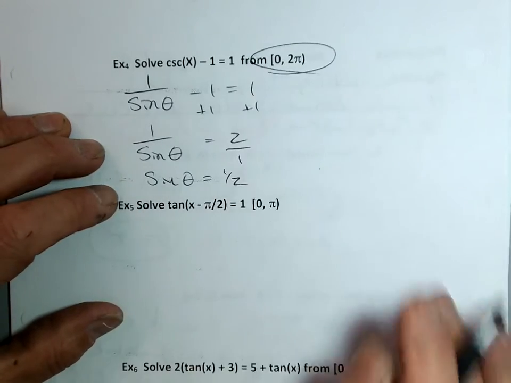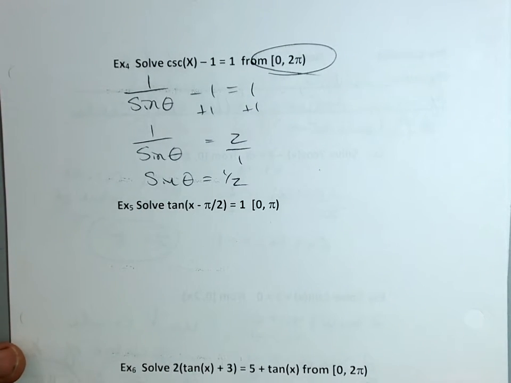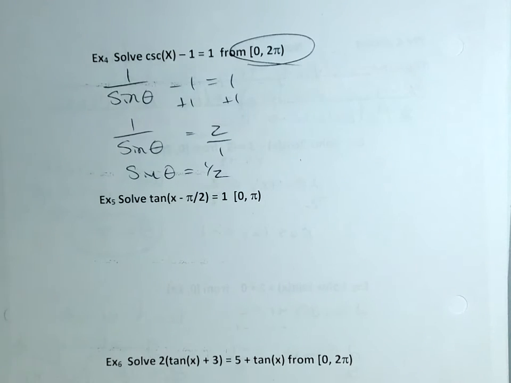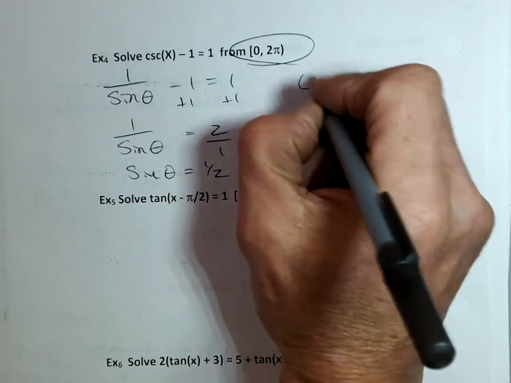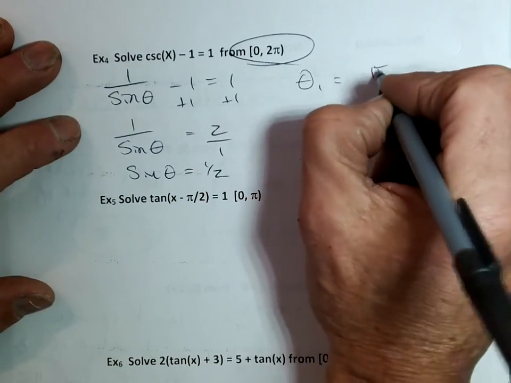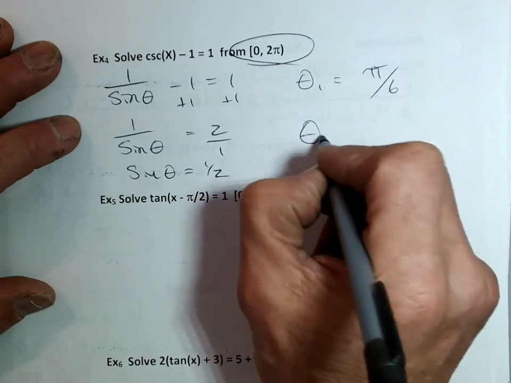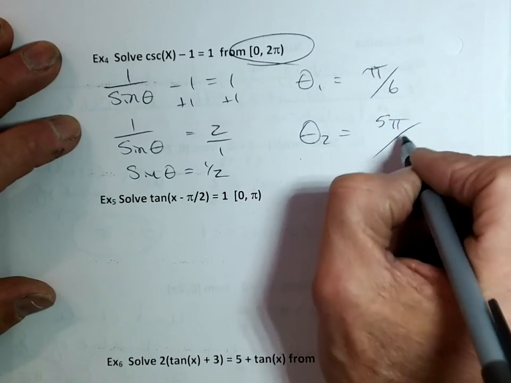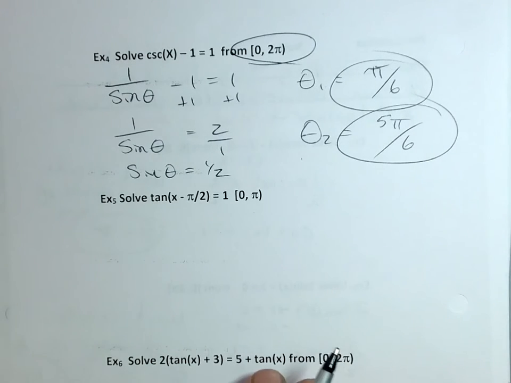Now I'm still looking for an angle between 0 and 2 pi, right? Where's that happen? Sine is the y value, right? Where's the y value equal to 1/2? Pi over 6. Boom. Yes, and? 5 pi over 6. Yes, both answers. Okay, so theta 1 is pi over 6. Theta 2 is 5 pi over 6. Okay? Not too bad? Okay.